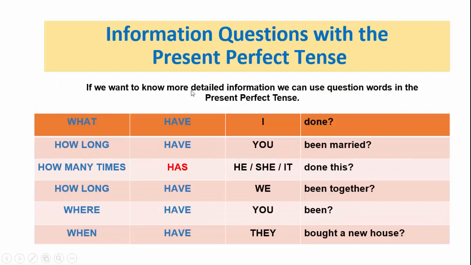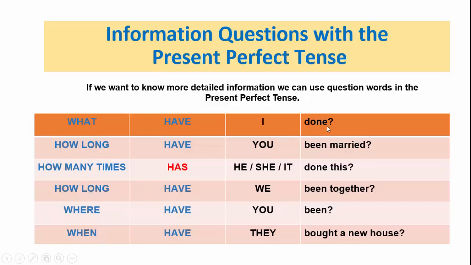If we want to know more detailed information, we can use question words in the present perfect tense. Information questions with the present perfect tense. What have I done? In this question, you can see that the question word is at the beginning of the question. You can use different question words such as what, how long, how many times, where, and when.